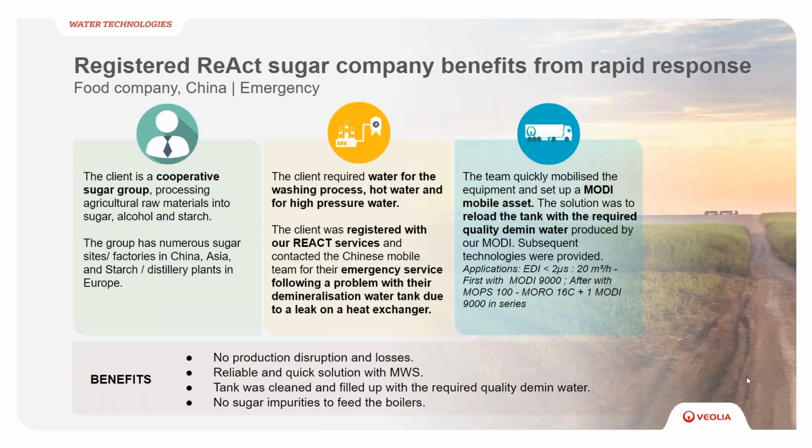Another company is actually a food and beverage company in China. Just to give you a hint, they're making starches, sugar products, agricultural raw materials, etc. They are from Belgium, and they have a very large plant in the south of China. The client needed some processed water, some clean water for the washing process, and some hot water for high pressure water. In some of their processes, they use this high pressure water in the production processes.